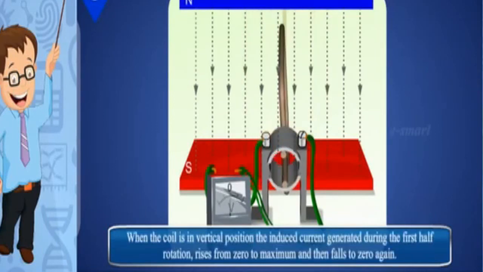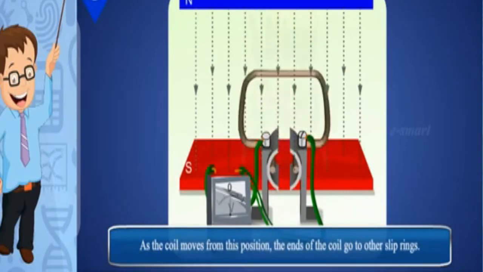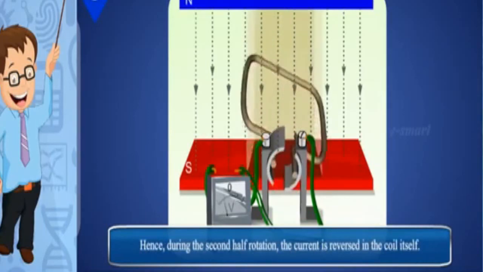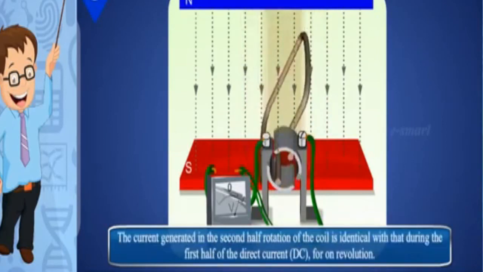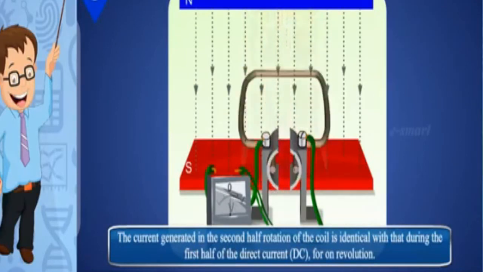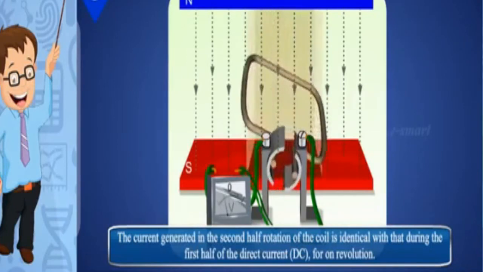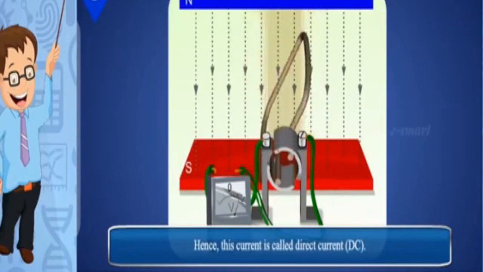When the coil is in a vertical position, the induced current generated during the first half rotation rises from 0 to maximum and then falls to 0 again. As the coil moves from this position, the ends of the coil go to the other slip rings. Hence, during the second half rotation, the current is reversed in the coil itself. The current generated in the second half rotation of the coil is identical with that during the first half, giving direct current for one revolution. Hence, this current is called direct current, that is DC.